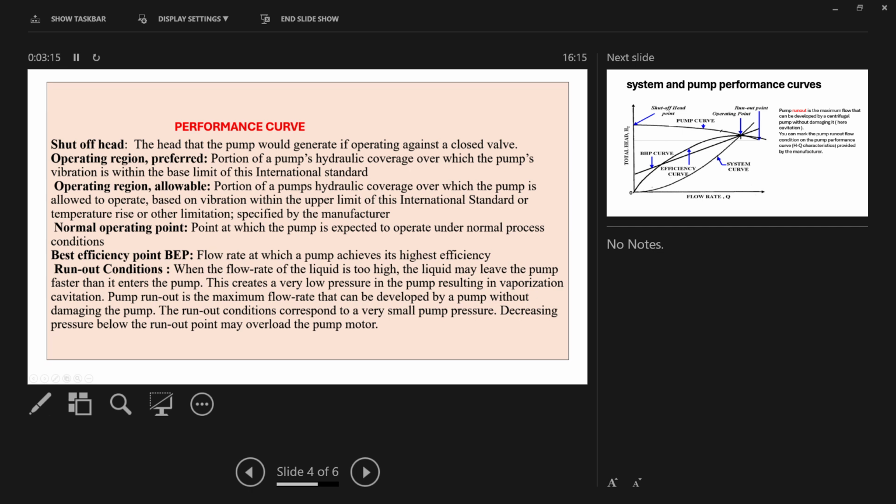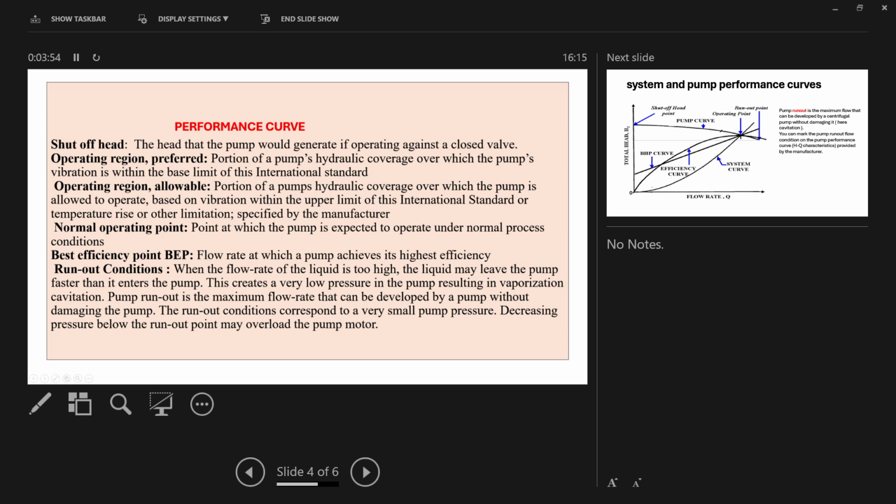Operating region means the portion of a pump curve over which the pump's vibration is within the base limit of the international standard. The international standard has given us vibration ranges for pumps, such as base limit, still acceptable limit, rough limit, etc. So many things. Base vibration limit is the region where your pump operating region will be.